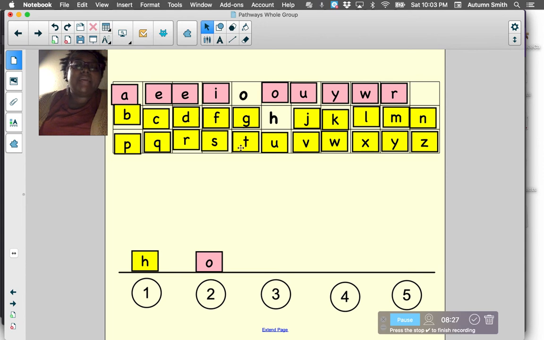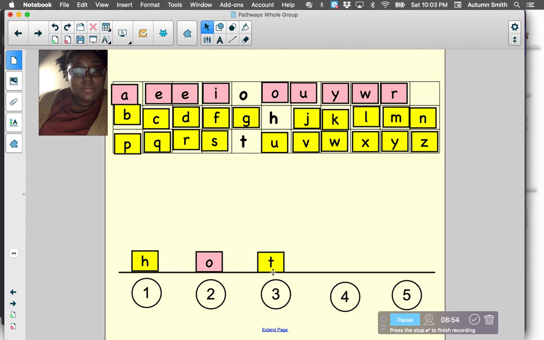What's the last sound that you hear in the word hot? T. How do you spell T? With the letter T. Amazing. Can you change the word hot to the word hop? Touch the letters that are already there and say the sounds in the new word hop.